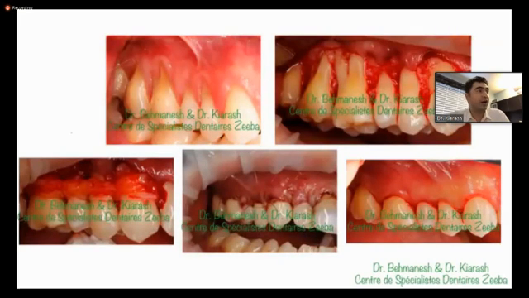So if we're starting off with this first case here, this is a scenario where you've got advanced recession on multiple teeth. We have lack of attached gingiva. We have lack of connective tissue, lack of keratinized tissue.